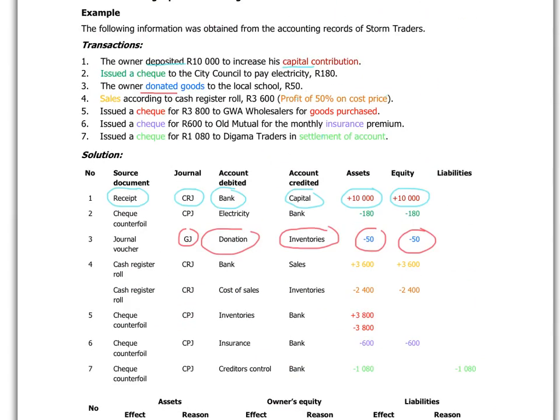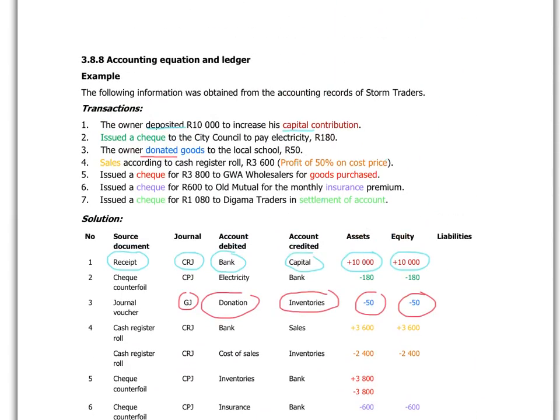The next transaction that we will do is for sales. You have to determine whether it's a cash transaction or a credit transaction. And they say here cash register roll, that indicates that it is a cash transaction.